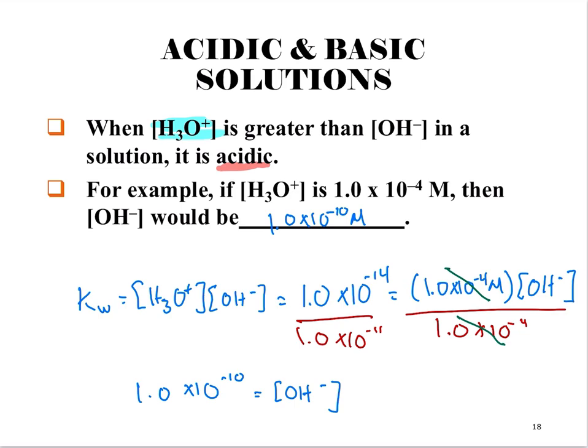Right, so in an acidic solution, what that means is if we pay attention to the exponents of both of these, it's a larger negative exponent for OH minus, which means that the amount of H3O plus is a lot larger than the amount of OH minus.